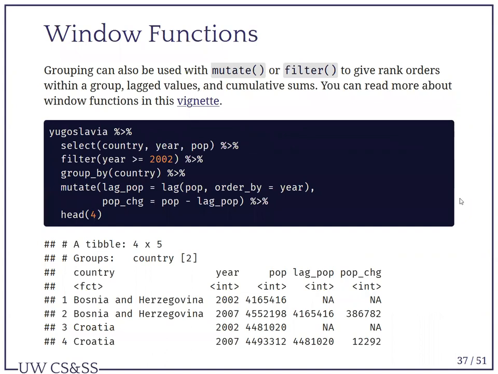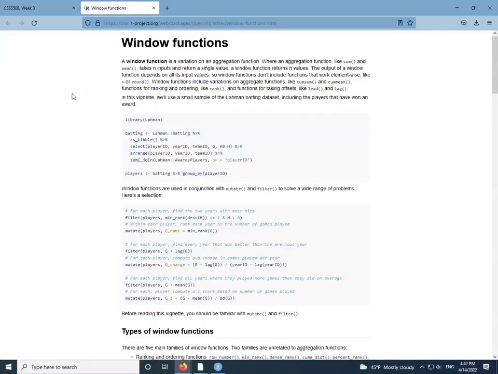one thing you might want to check out are window functions. Grouping can also be used with mutate or filter to give rank orders within a group, to make lagged values of some data or cumulative sums. You can read more about window functions in the vignette that I've linked here, which I'm not sure I checked on this link. I hope it's still here. Okay, great.